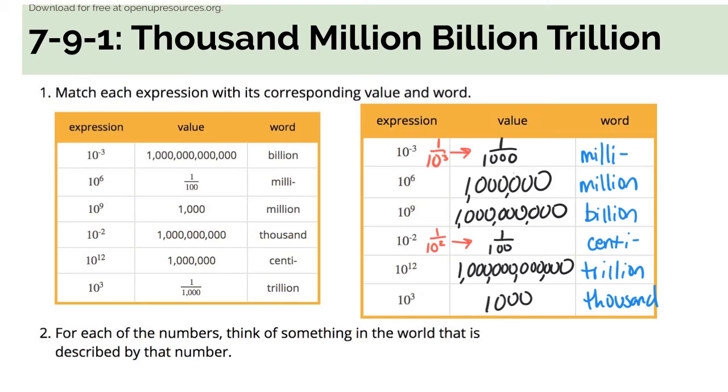Okay, in the next few lessons, you're going to be hearing the words that go along with all these place values a lot. So here's your quick review. 1 over 1,000, that's going to be like a milli prefix, like millimeters or milligrams. Here we have a million, a billion. Here's a prefix of centi, like centimeters, because there's 100 centimeters in a meter. And then we have a trillion, and then we have 1,000.